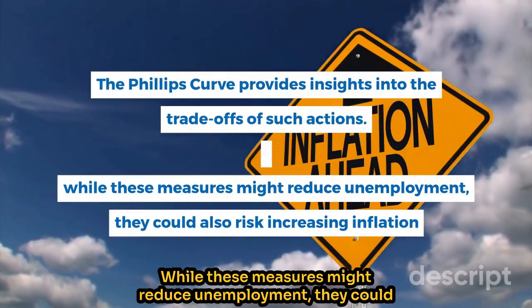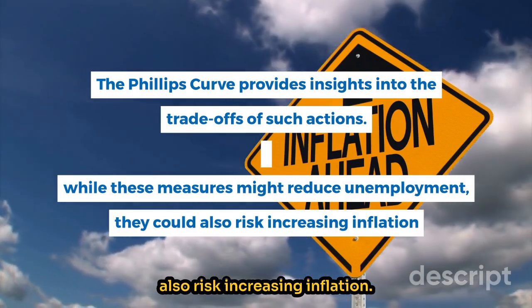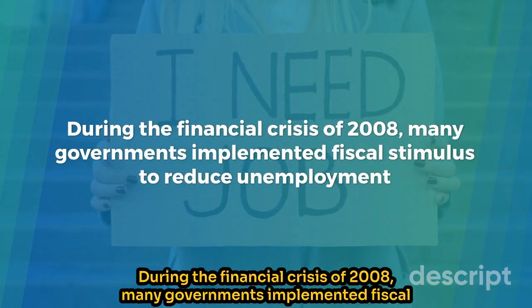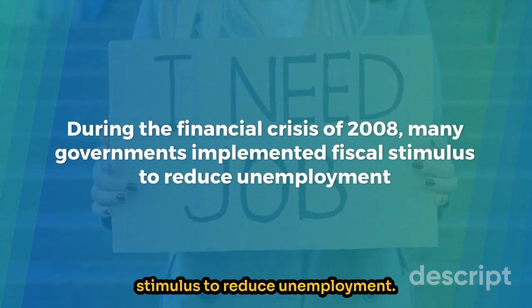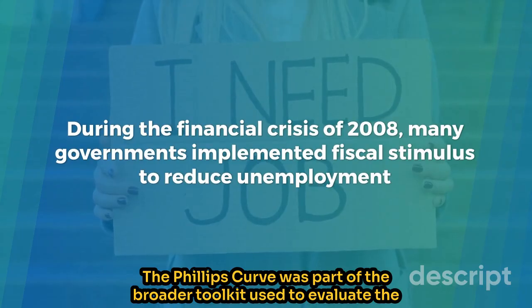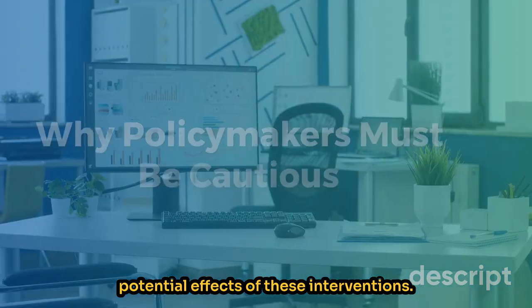While these measures might reduce unemployment, they could also risk increasing inflation. Example: during the financial crisis of 2008, many governments implemented fiscal stimulus to reduce unemployment. The Phillips curve was part of the broader toolkit used to evaluate the potential effects of these interventions.